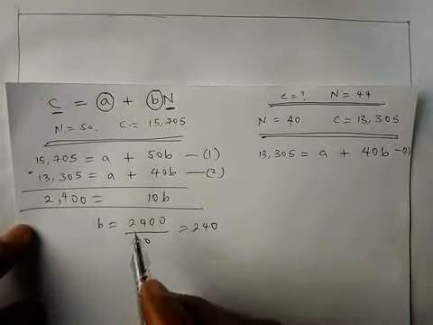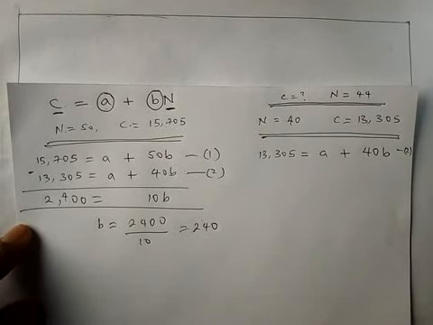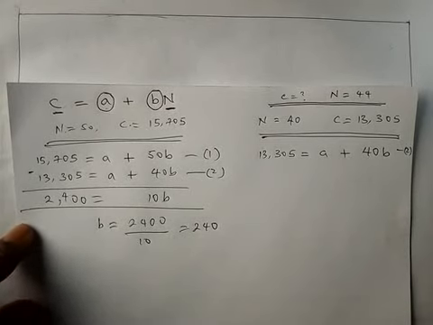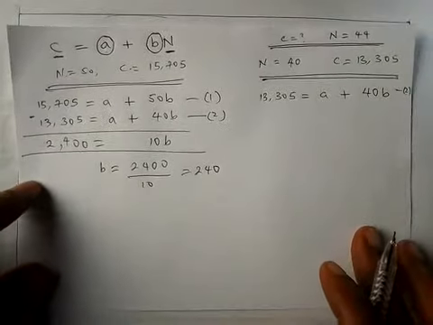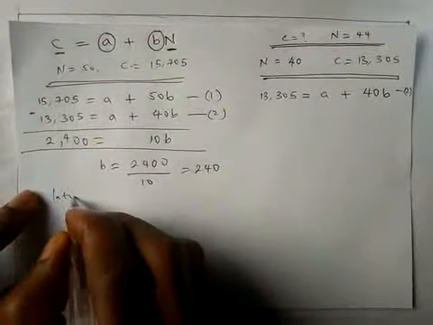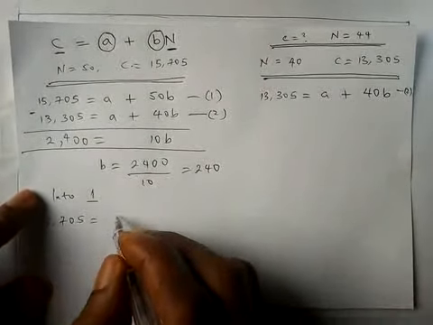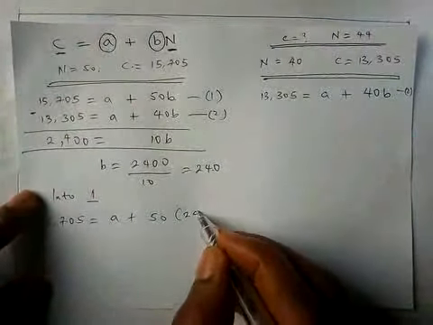Now, since we have B, we can substitute into equation 1 or equation 2 to get A. I'm trying to see the easiest one to substitute into. I choose 1. Substituting into 1, I'll have 15,705 is equal to A plus 50B. In place of B, I'll put 240.